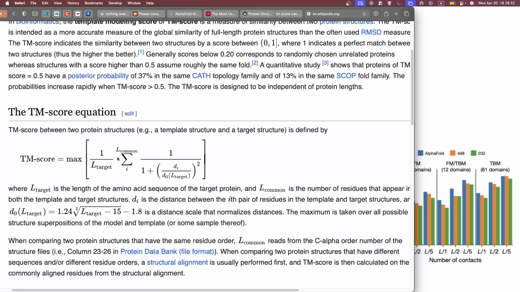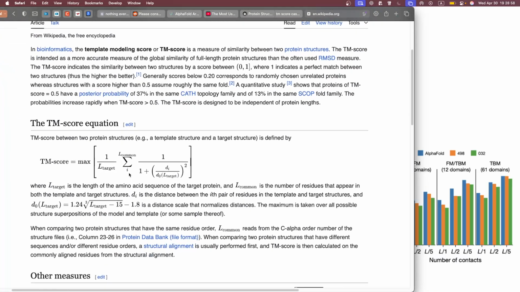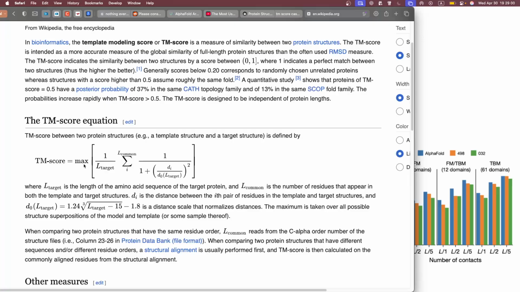So why is there a max? I am so lost. Maybe the brackets mean something specific and it's like a list. But it's not even saying that. The maximum is taken over all possible... Oh, I think it says the max is taken over all possible structure superpositions. Where do you see that? The last line of the first paragraph of the model template.